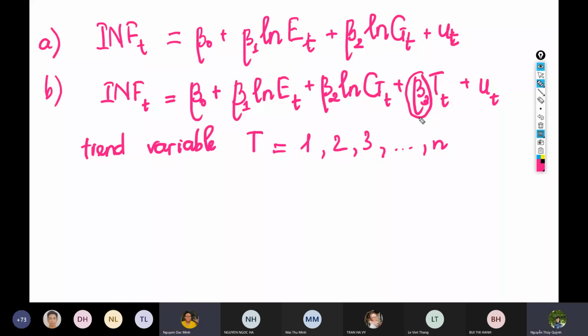Why do we use the logarithm form in this exercise? Because we want to test the relative effect, the relative effect of electricity and gas price on inflation. Remember that the relative change will be expressed in the logarithm form. The linear form will express the absolute change.